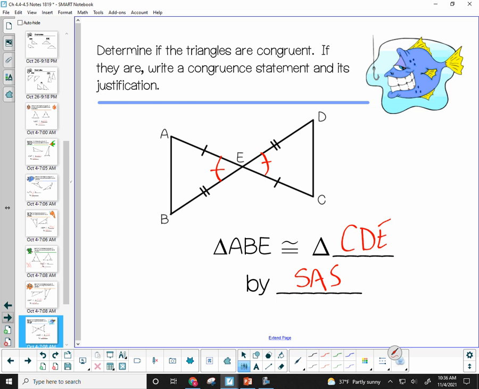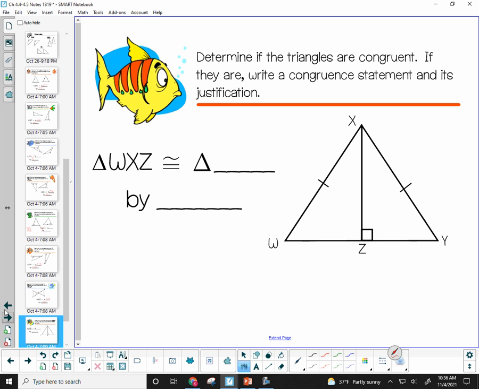Okay, the next one's kind of... All right, last one. It's not as obvious anymore, I don't have much marked on this, right? But we know it's a right angle. Okay, so I do have a right angle, so I should be on the lookout for hypotenuse leg. Now here's something that's different. Notice the triangle on the left and the triangle on the right, they share this segment XZ. It has to be congruent to itself.